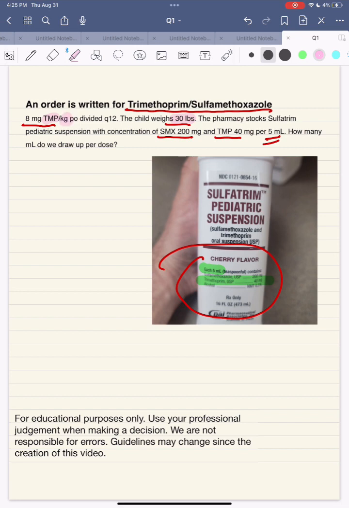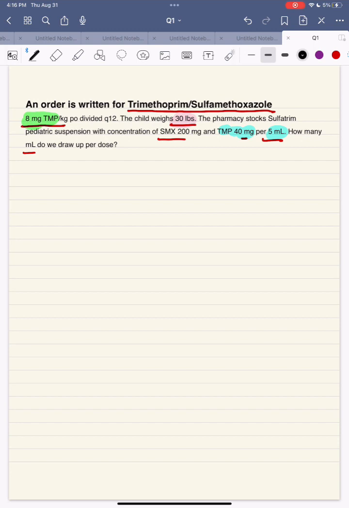And always remember, dose based on trimethoprim. So let's do ratio proportion. I prefer using ratio proportion, and I'll show you how to do it in dimensional analysis as well. So let's start. Start with the weight. 30 pounds divided by 2.2 will give you the kilogram weight.